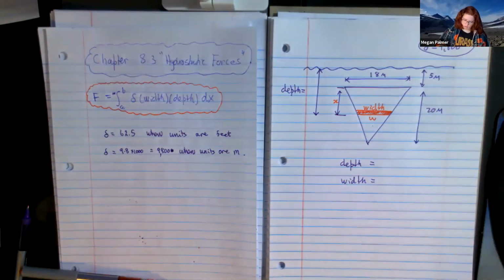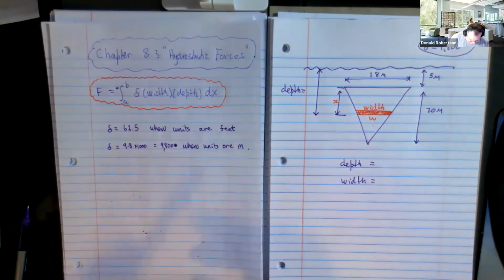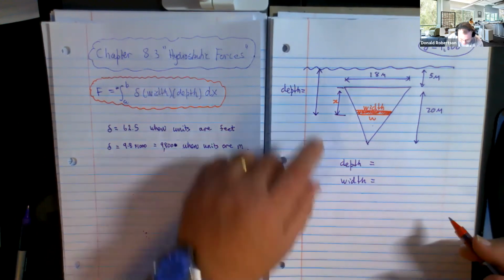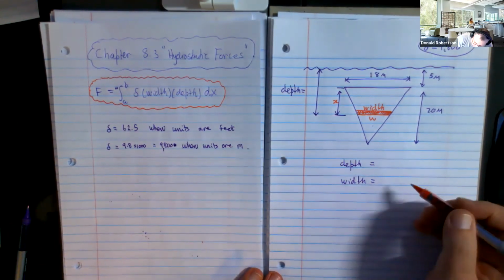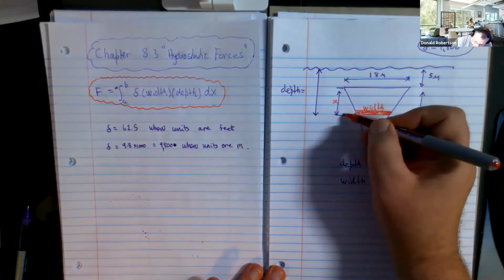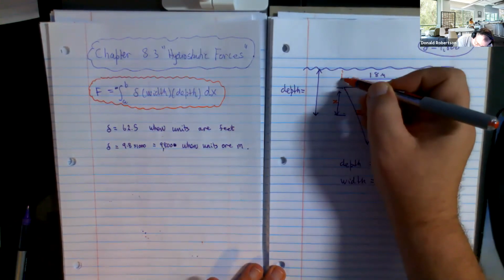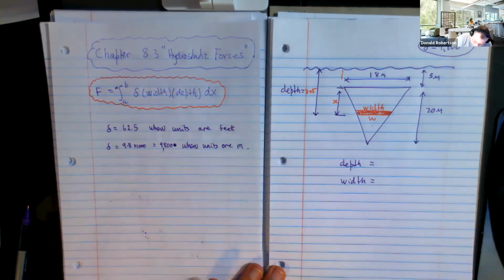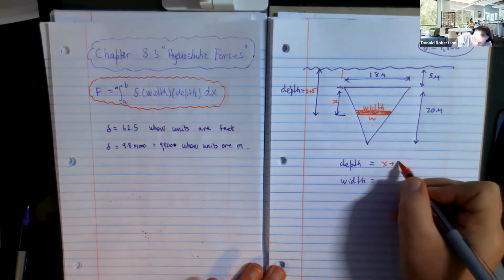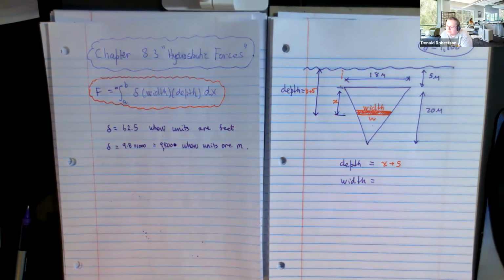Okay. So where are we? Now, I think we've probably done enough of these for this to be getting a little bit easier to figure out. Would you agree that if that distance is X and this piece up here is 5, the depth will be X add 5? You agree?